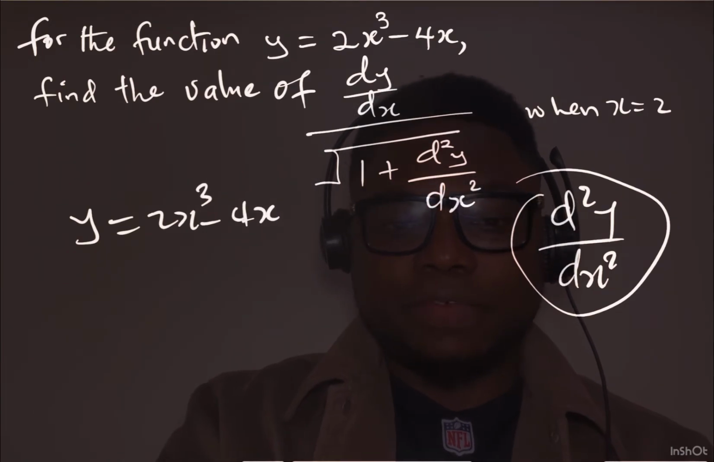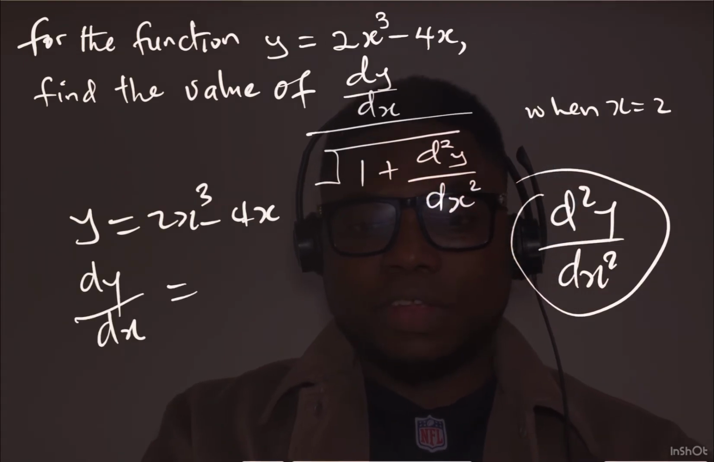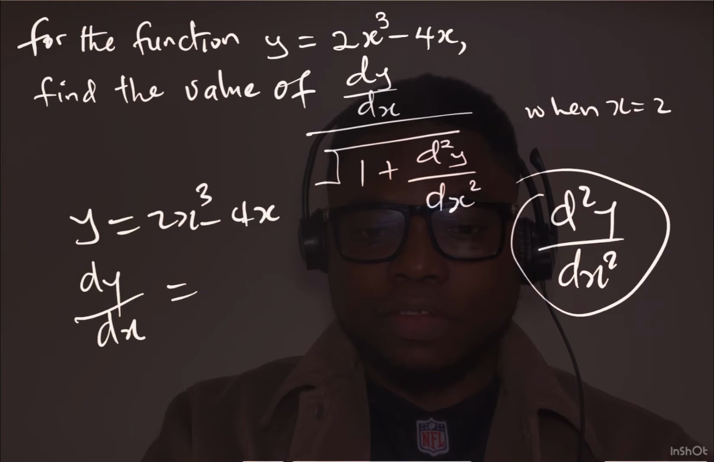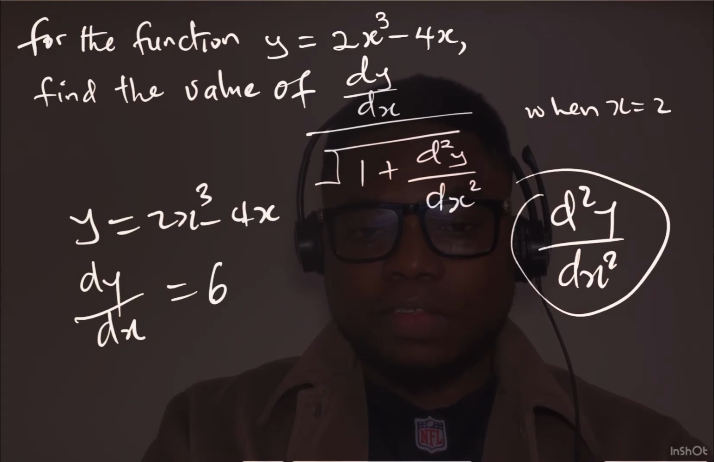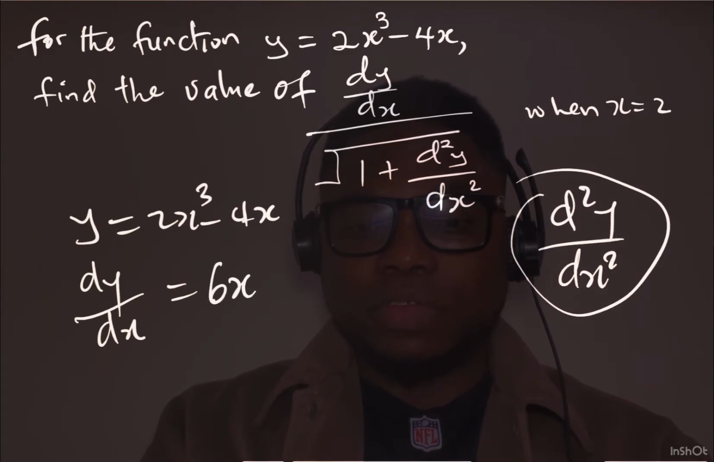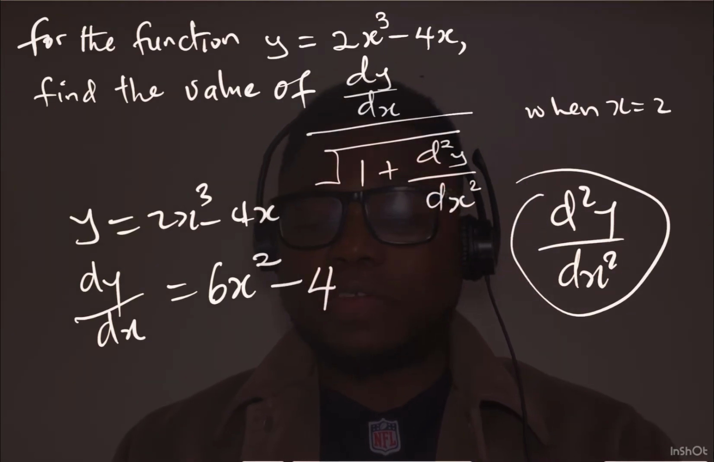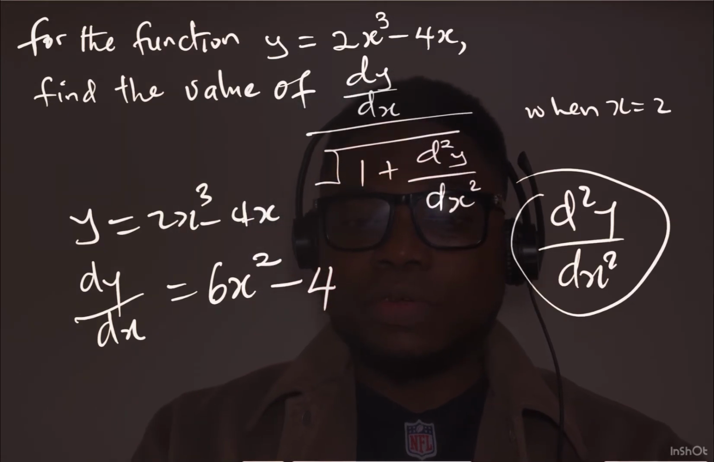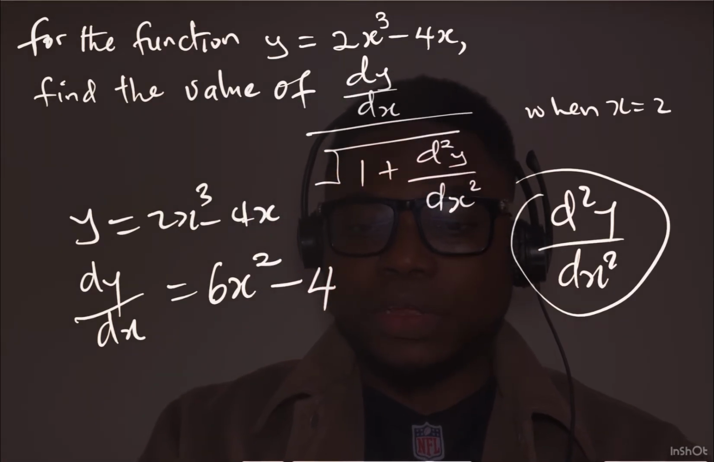So what is the first derivative? That is differentiating y with respect to x. So when I differentiate this expression, I'm going to have 3 times 2, which gives me 6, then x, then 3 minus 1 gives me 2, then minus, differentiating 4x gives me 4. That's the first thing to do. Now the second thing to do is to differentiate this expression again.